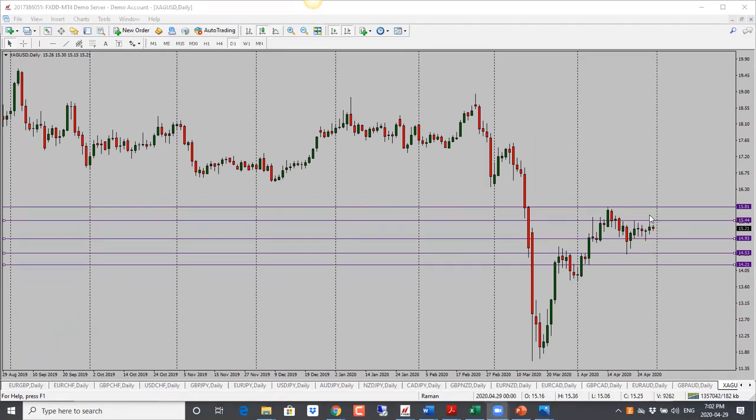But should it break through the high, then I will look for next target of 15.80. If it breaks through the support at 15, then next target here is 14.50. So for now, bias is neutral for silver.